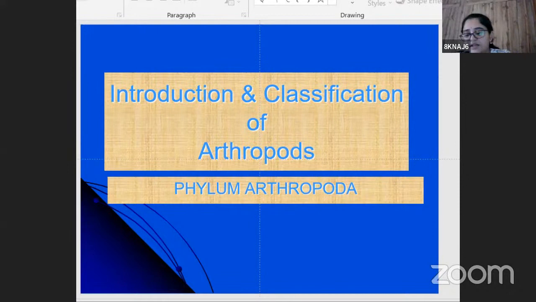It has the most number of creatures that are present, comprising all of the invertebrates as well as the vertebrates. Around 78 to 80% of all the known animals are there in phylum Arthropoda only. Of this, again, you have around 870,000 species which are insects. So class Insecta is the biggest group that is there.